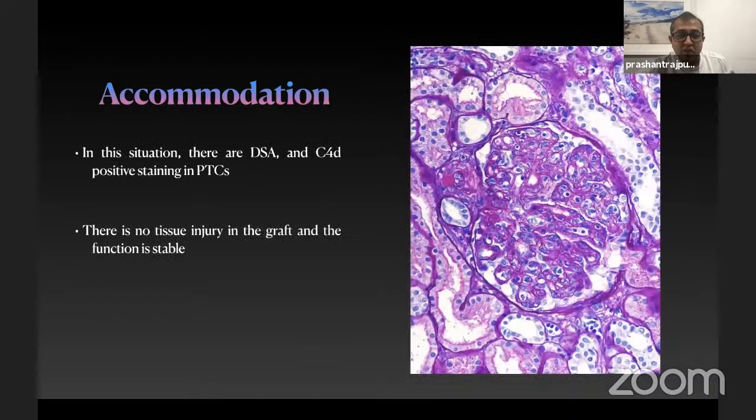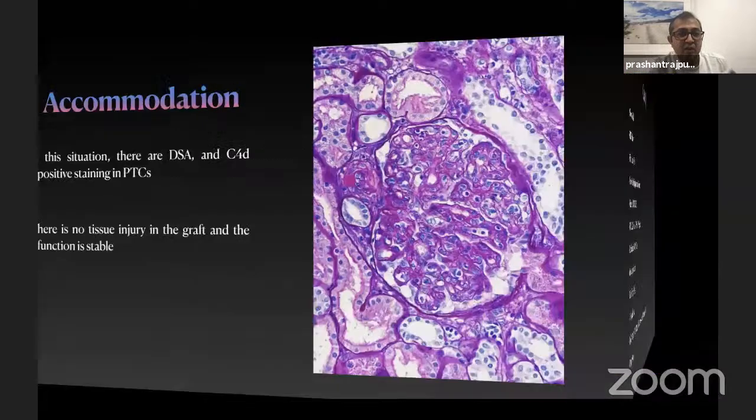Accommodation is a situation where you have DSA, you have C4d staining in the peritubular capillaries, but there is no evidence of tissue injury in the graft, and the graft function is stable. So this is a very, very important phenomenon. This can happen not only in ABO incompatible transplants, but also in HLA incompatible transplants. This feature of accommodation has been seen in patients who are treated with IDES, and it is a very interesting phenomenon where a lot of work needs to be done.